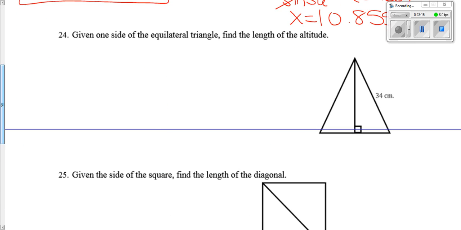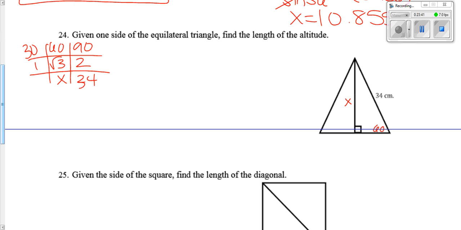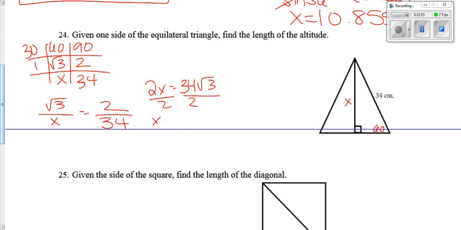All right, given one side of an equilateral triangle, find the length of the altitude. Well, we know these are 30, 60, 90s. Or I can use trig. So 30, 60, 90, 1, square root 3, 2. x is across from the 60, the 34 is across from our 90. Cross multiply, we get 2x equals 34 radical 3. Divide both sides by 2, we get x is 17 radical 3.